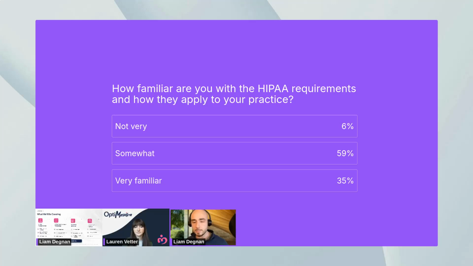Maybe a lot of you are coming in and you've been doing this for a long time, you're super familiar. Maybe for others of you, you're somewhat familiar, you've been dipping your toe in the water, so to speak. Others of you maybe are starting from scratch and are just not very familiar at all when it comes to the HIPAA requirements at all.